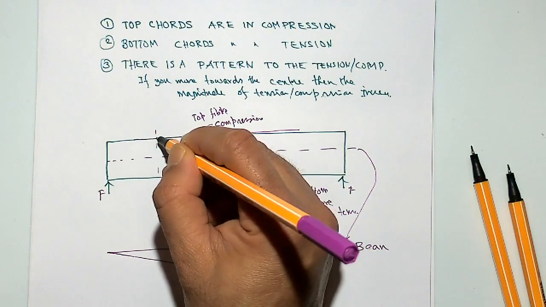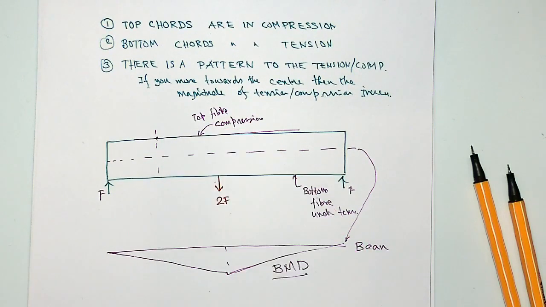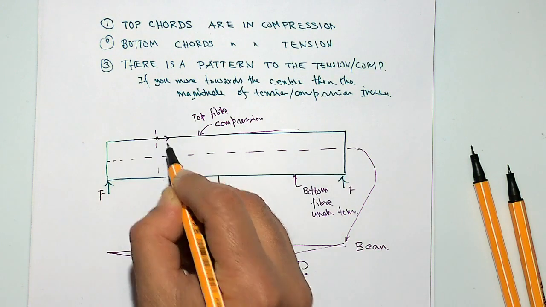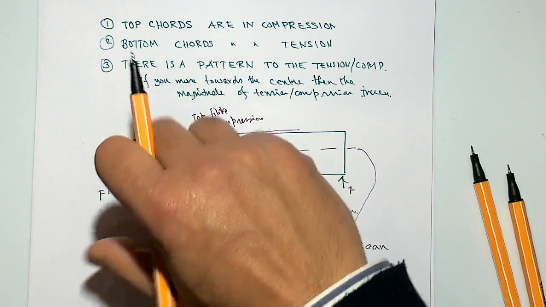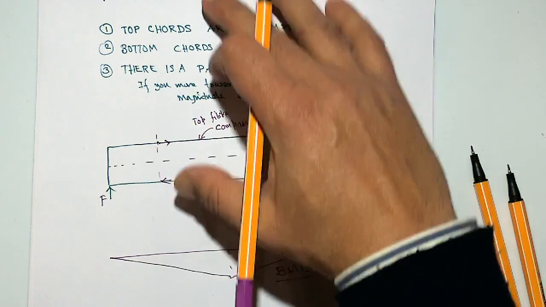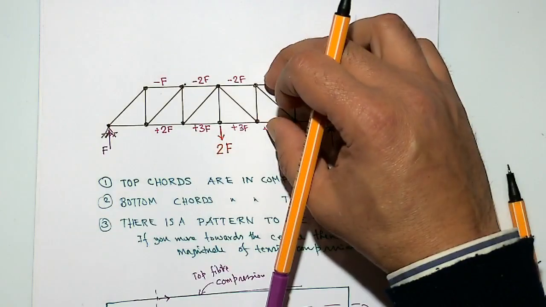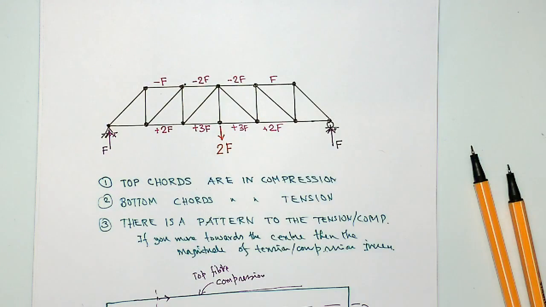That means at this point you have got a compression, and at this point you have got a tension, and that creates that moment. And as you can see here, that moment will increase if you go towards the center. Okay, I'll discuss it next week in much more detail. Okay?